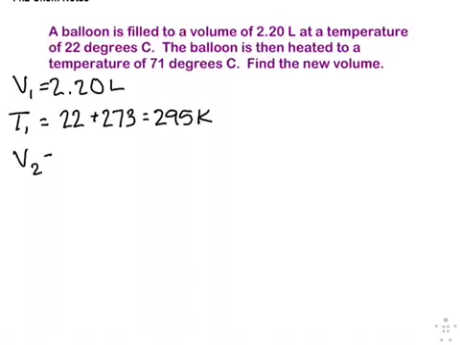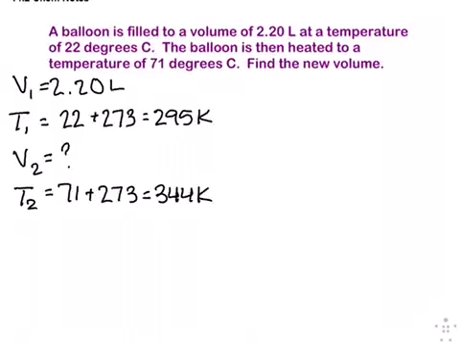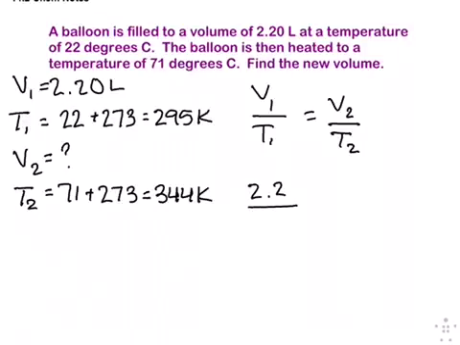Our second volume, we do not know. And our second temperature is given as 71 degrees Celsius. Convert that to Kelvin by adding 273, and you'll get 344 Kelvin. Then we can use Charles' law that says V1 over T1 equals V2 over T2. And then plug in what you know: 2.2 over 295 equals V2 over 344, and then solve for V2.